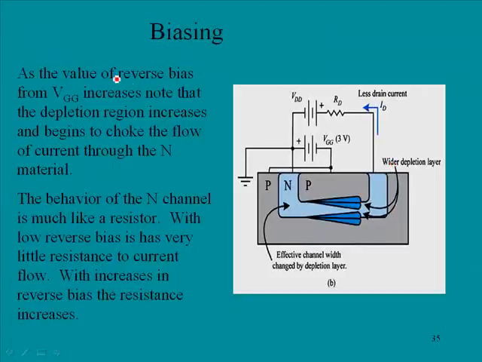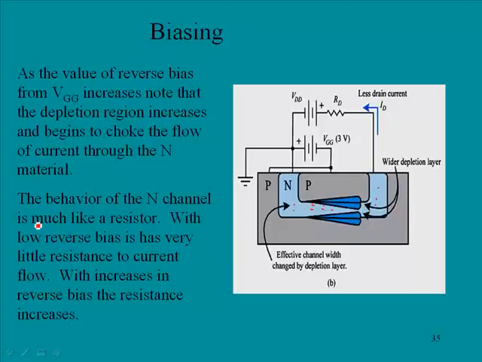Okay, as the value of reverse bias from VGG increases, note that the depletion region increases and begins to choke the flow of current through the N material. Now, it was 1 volt on the previous screen. Now it is 3 volts. And you'll notice that the depletion region here is becoming larger, and electrons want to go from here over to here, but they are literally being choked, and we're experiencing increasing resistance in the channel and decreasing flow of current through it.